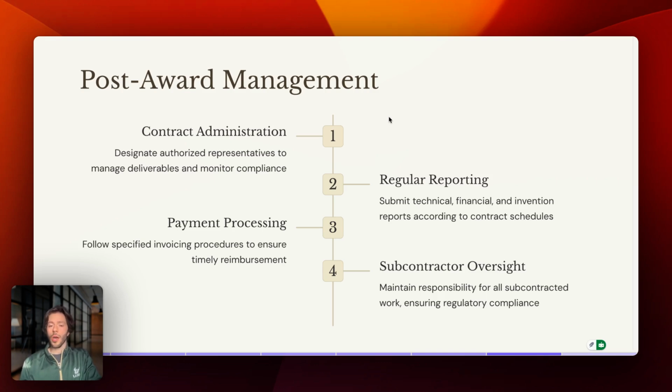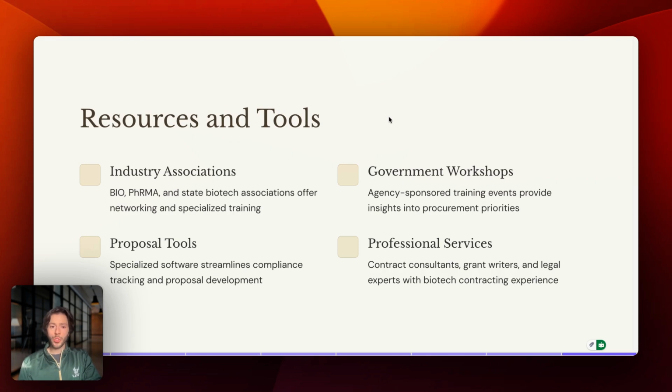based off the awarded contract. So before we get into the main tool that we will be looking at, here are other resources and tools. You can use industry associations. Pharma and state biotech associations offer networking and specialized training, and I think they host events sometimes as well. There are government workshops, which are agency-sponsored training events that provide insights into procurement priorities. The proposal tools, we're going to look into that later. And there's also professional services: contract consultants, grant writers, and legal experts with biotech contracting experience.